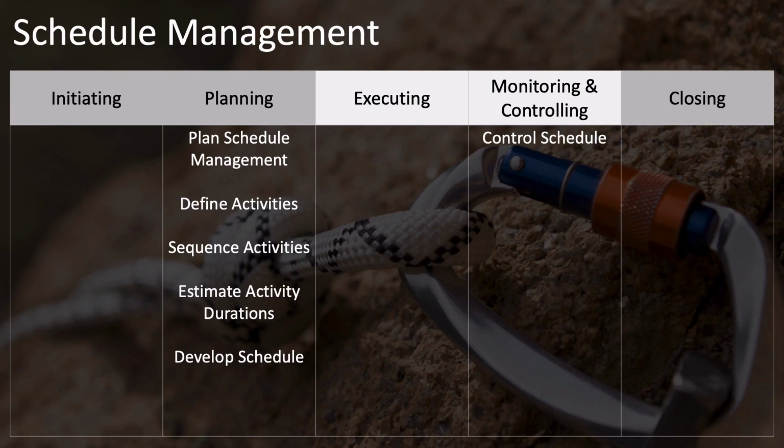You'll notice that there isn't an executing process listed here. This is just what we saw with scope management. No executing process. This is because the integration knowledge area process of direct and manage project work integrates the executing processes for scope, schedule, and cost management, and so it's not listed here. The control schedule process also needs to integrate with the monitor and control project work process that's in integration management.